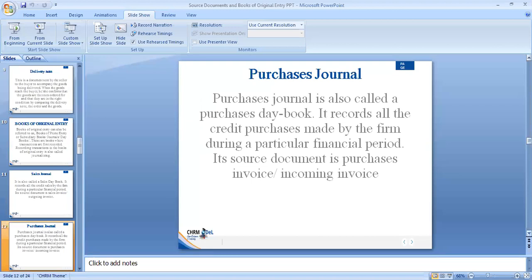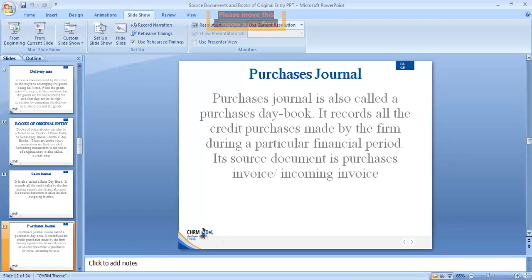Then we have another book of original entry, which is the purchases journal. The purchases journal is meant to record all those goods that have been purchased or bought on credit terms. In that particular journal, we are going to record the names of the suppliers from whom we bought goods on credit. The names of all the suppliers that gave goods on credit are going to be captured in what we refer to as the purchases journal.